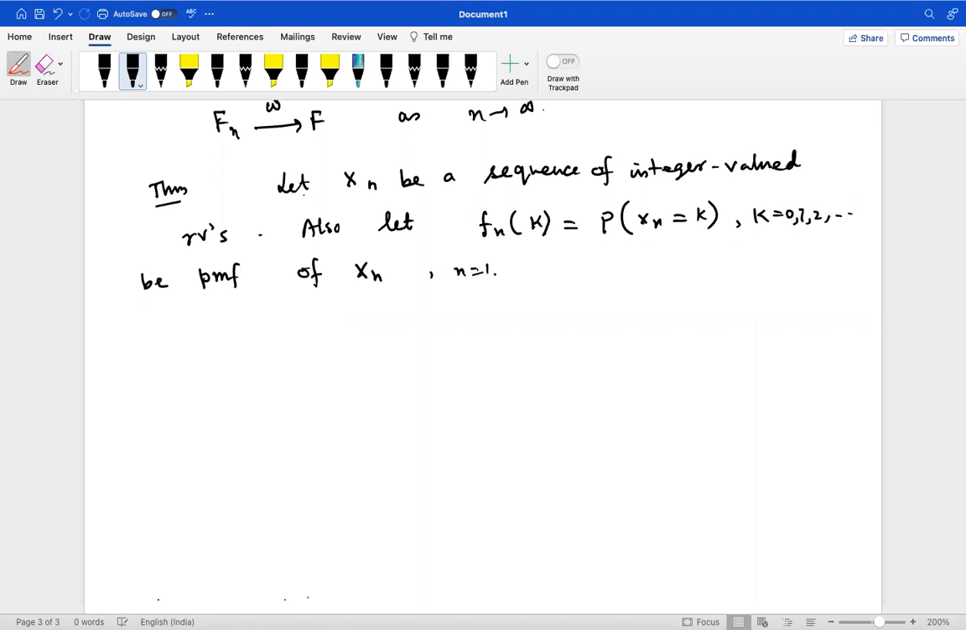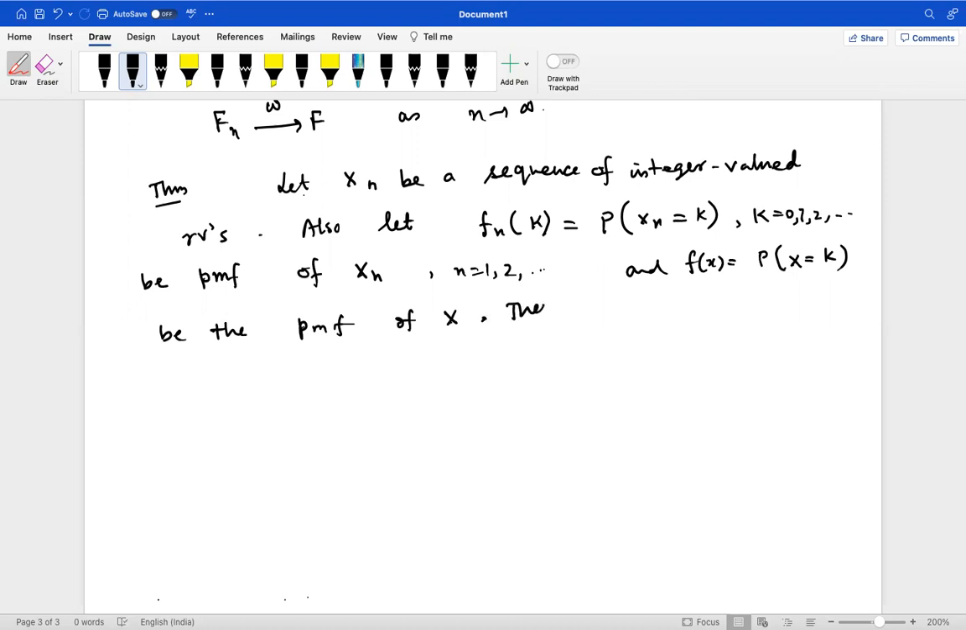n equal to 1, 2, ..., any positive integer, and let f(k) equal the probability that some random variable X equals k be the PMF of X. X is another random variable. So there is a sequence of random variables X1, X2, ..., Xn, ..., and there is another random variable X, with PMF of X.